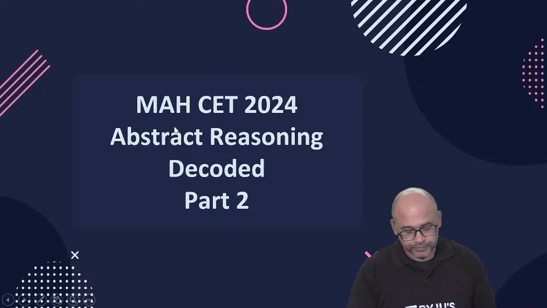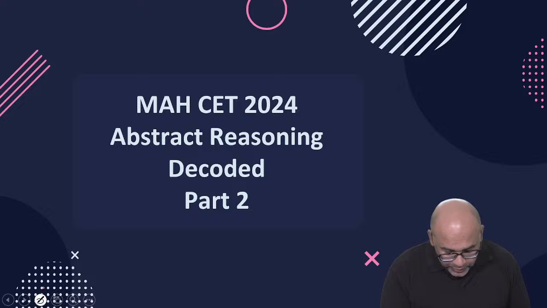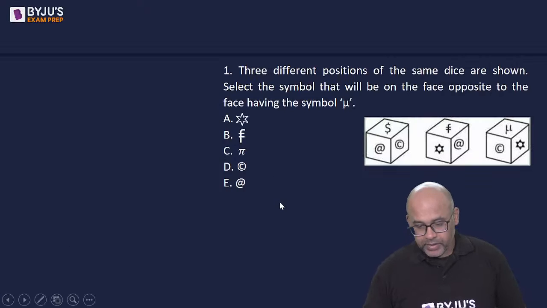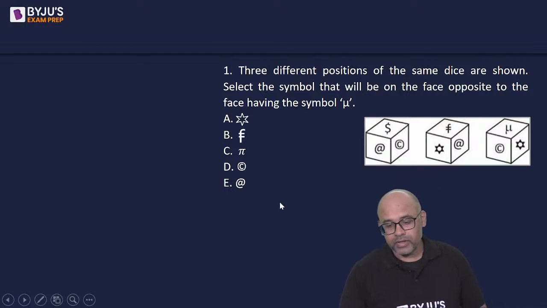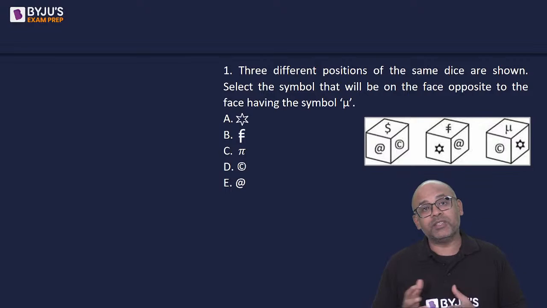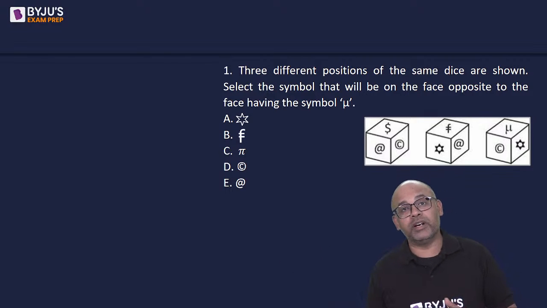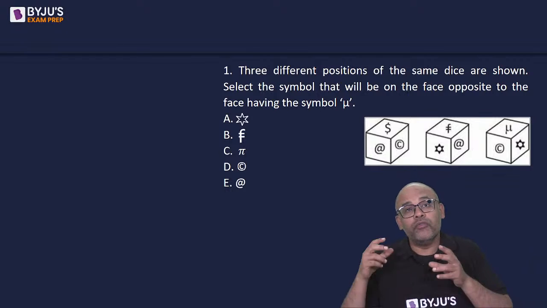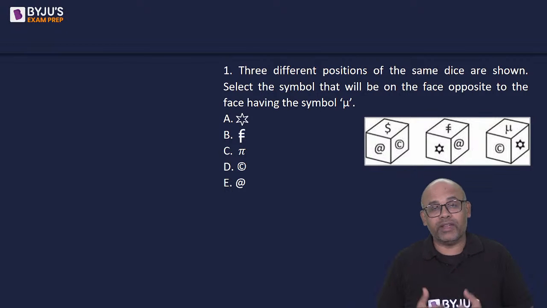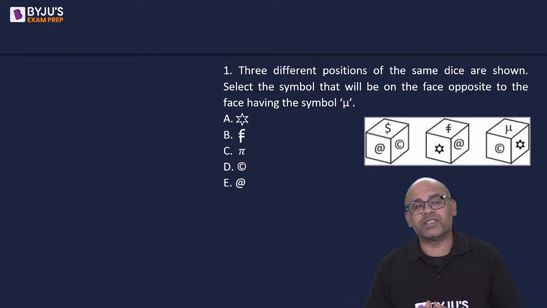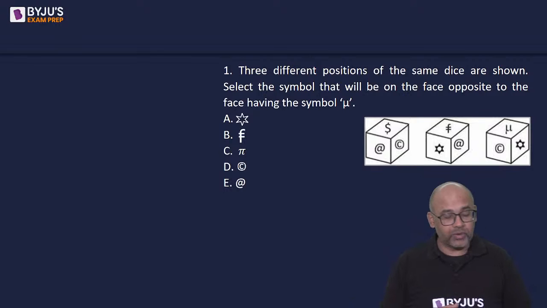Okay, so let's start with the first question coming our way. Here's a question based on dice. A die is being shown from three different angles. Your task is to find out which symbol is where and therefore get an answer. I'll give you 1 minute to look at this. It's a very common question asked in such exams. Let's take a look at it.